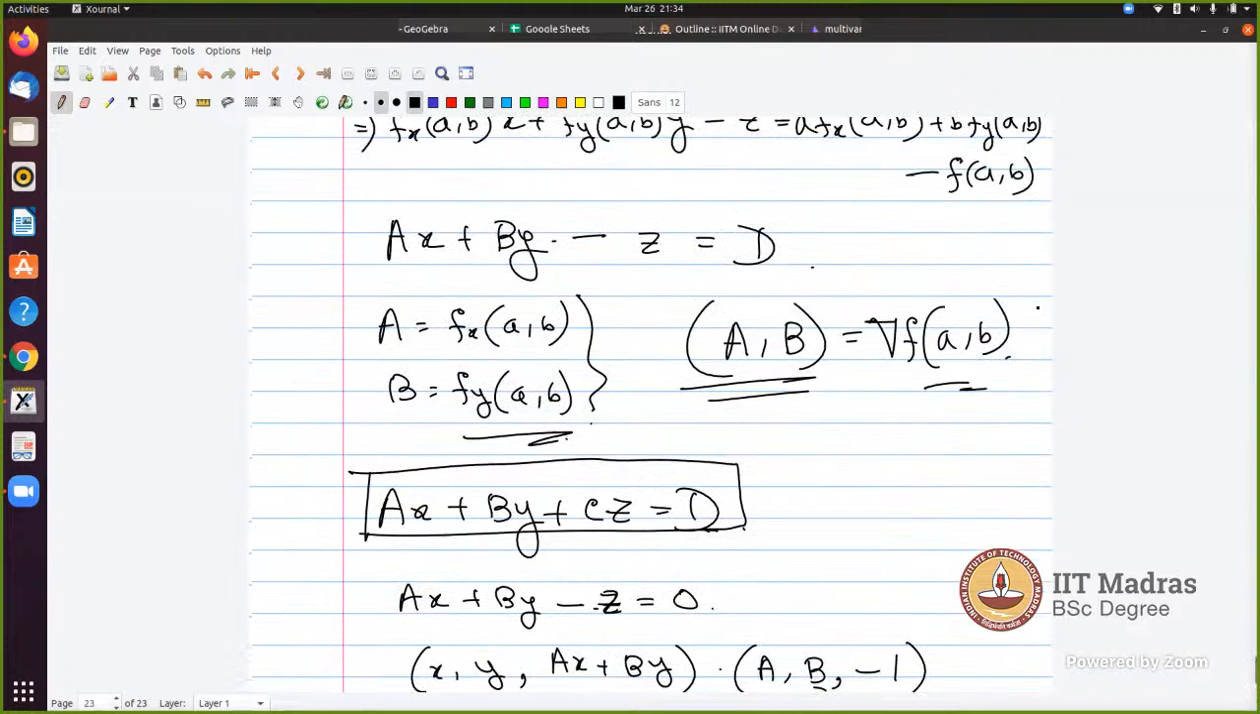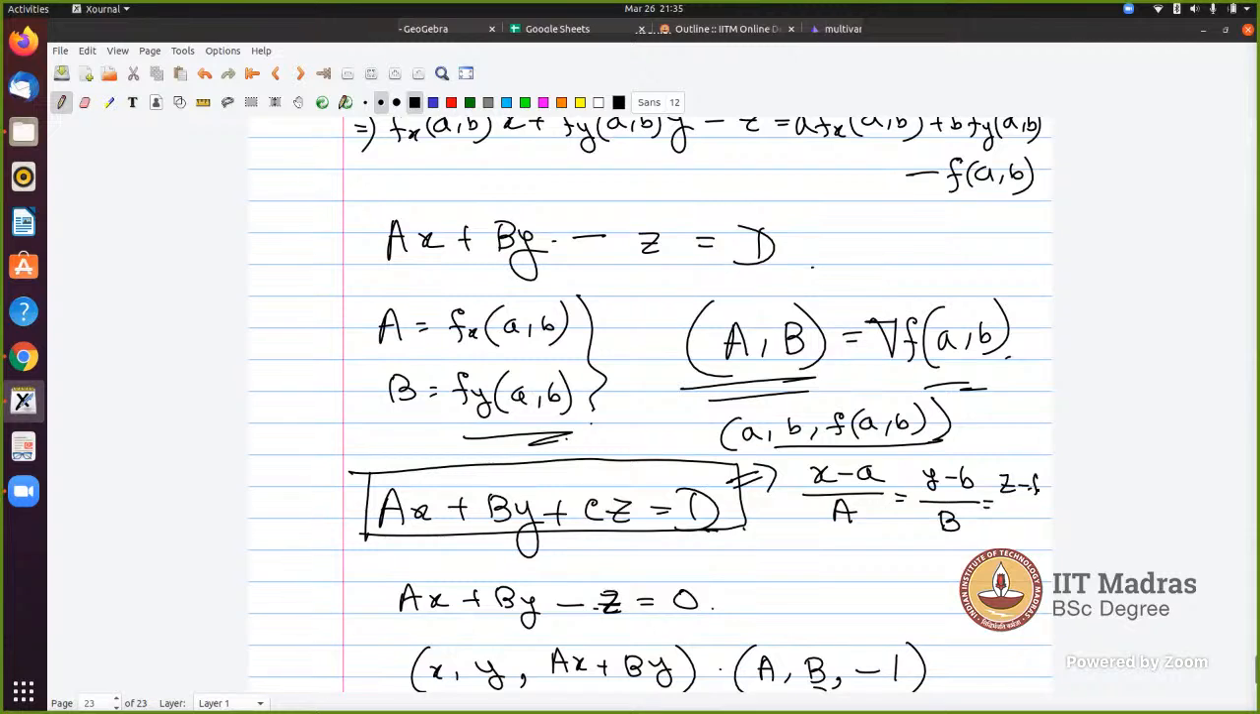Okay, now let me tell what is going on behind this. Suppose this is the equation of a general plane. Any line which is perpendicular to this plane and passing through the point a comma b comma f(a,b) is basically (x minus a) by a. This is the equation of a line in 3D. Then (y minus b) by b, and (z minus f(a,b)) by c.